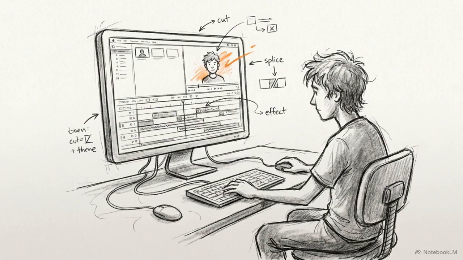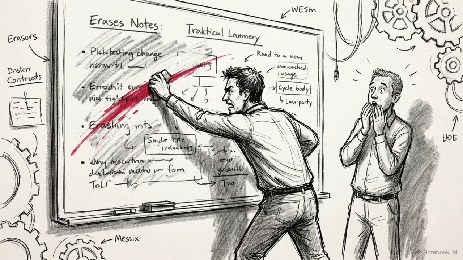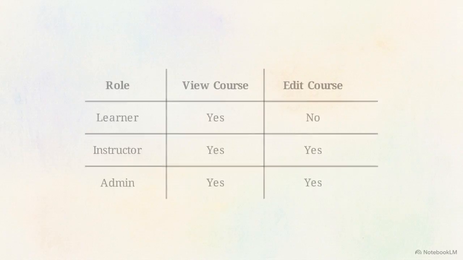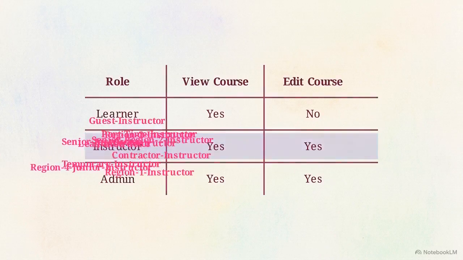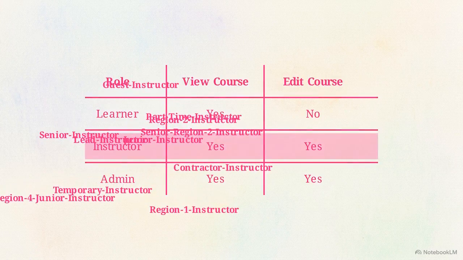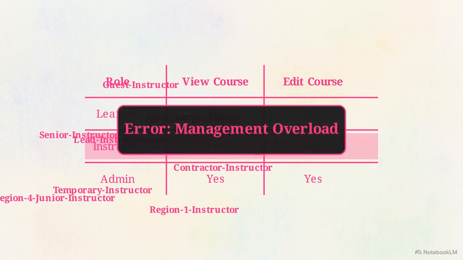However, RBAC lacks context. If the only check is the instructor role, the system cannot distinguish between an instructor editing their own course and an instructor attempting to modify a course owned by a colleague. Trying to fix this with more roles leads to role explosion, where you end up with thousands of hyper-specific titles like Region 4 Junior Instructor, creating a management system that is impossible to audit or maintain.